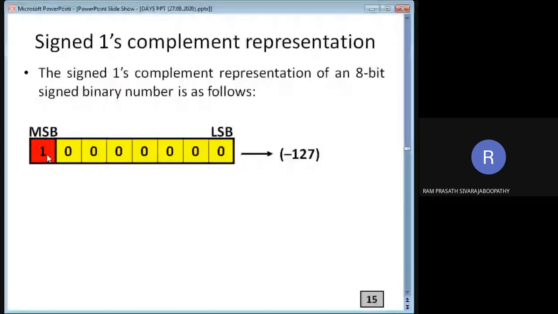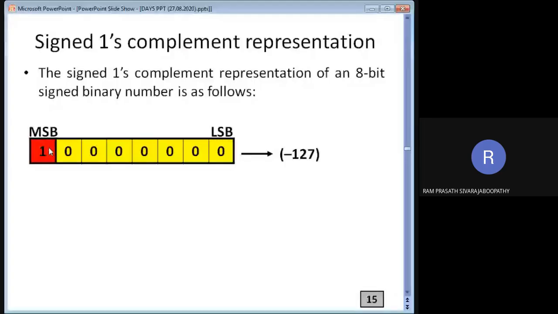Negative number, very good. So if it is a negative number, to find its decimal equivalent value, what we have to do? We have to take ones complement of this number. The ones complement gives 0, 1, 1, 1, 1, 1, 1, 1, which is nothing but 127. That's why it is termed as minus 127. Is it clear for all of you? Yes. See, if it is a negative number, to find its decimal value, we have to take ones complement, then find its decimal equivalent.